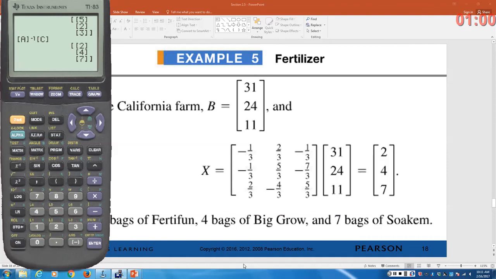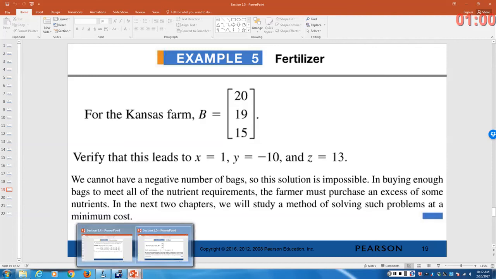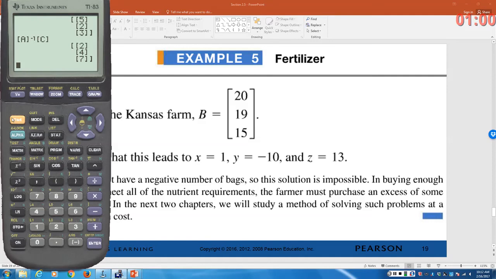So for California, they need 12 bags of Fertifund, 4 bags of Big Grow, and 7 bags of Soapin, so they need different amounts. And then finally, for the Kansas farm, we get an answer that doesn't make sense. Because it says X is 1, Y is -10, and Z is 13, and you can't have a negative number of bags.